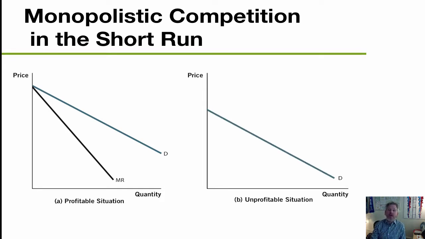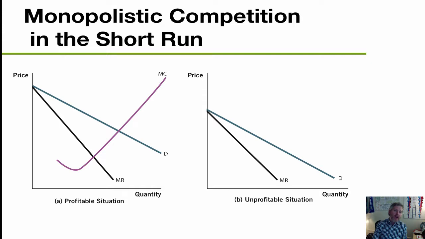And over on our firm that's going to start in an unprofitable situation, they also have a demand curve and a twice as steep marginal revenue curve. Next, I'm going to put in the marginal cost and the average total cost for the firm on the left. So what does this firm do? Well, the firm says, where does marginal cost equal marginal revenue? That is the quantity I want to produce.